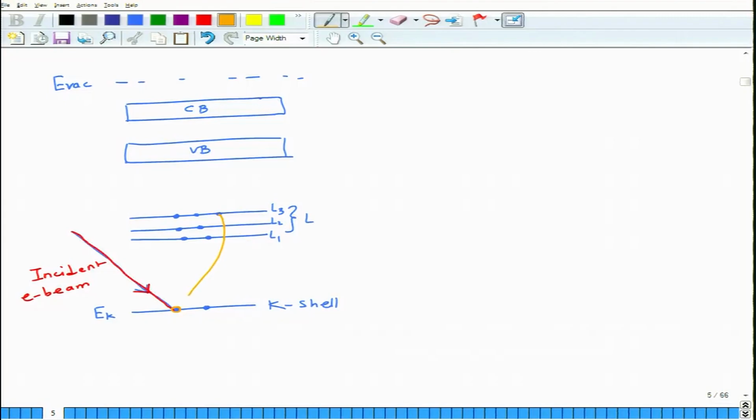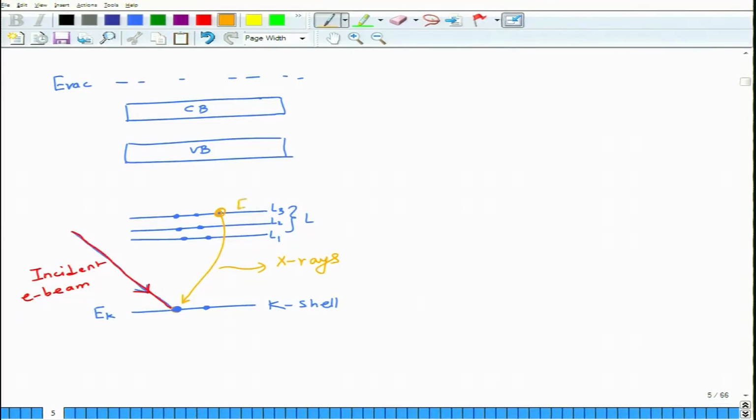So, this electron will now come and occupy this place, releasing energy. This is a higher energy electron. This higher energy electron will come and occupy this place, leaving this empty, and this gives rise to the emission of X-rays. So, basically the X-ray energy is this energy.